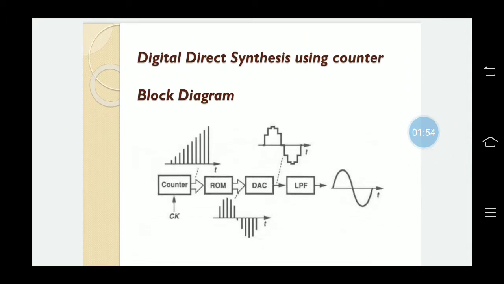This is the block diagram of digital direct synthesis using a counter. A counter counts from 0 to n in steps of unity, generating a digital ramp waveform. Each number generated by the counter is used to select a value from the ROM that corresponds to a sample of a sinusoid. The output of the ROM is given to the DAC. Here the DAC converts the incoming digital data into analog form. Then the output of the DAC is given to the low pass filter. Here the low pass filter suppresses the high frequency components.